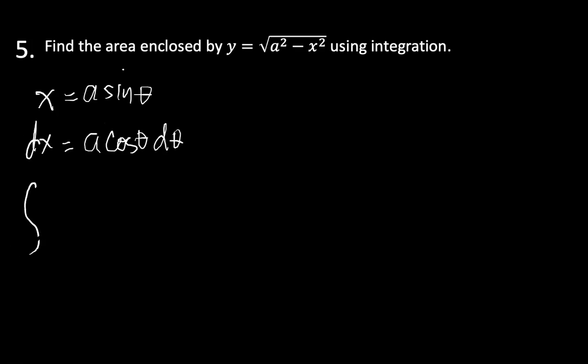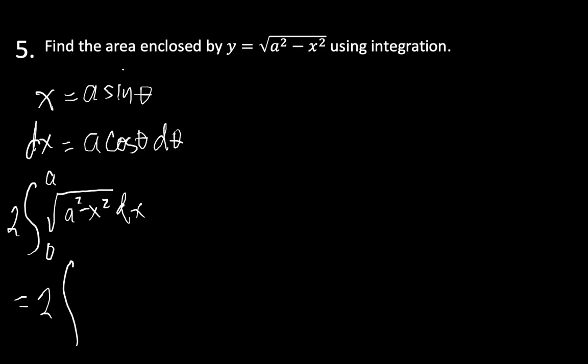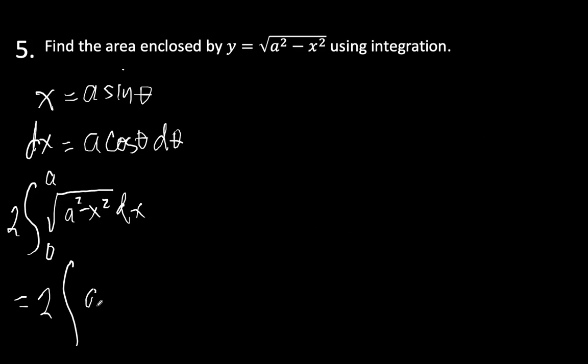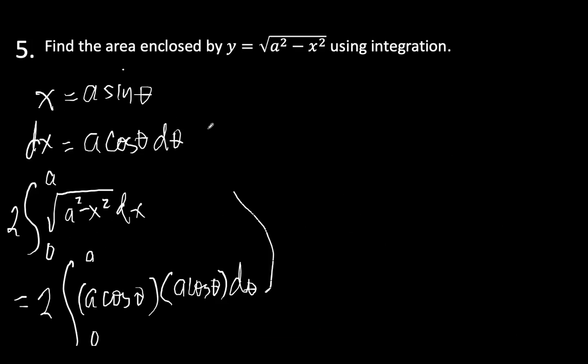So we have the integral of the square root of a squared minus x squared dx from 0 to a. We can now substitute all the trigonometric functions to all of the terms that we have here. So the square root of a squared minus x squared is equal to a cosine theta, and our dx is equal to a cosine theta as well, with respect to theta from 0 to a.